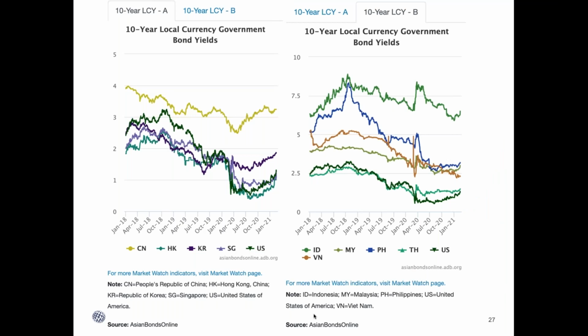These two charts are from Asian Bonds Online, which is a website I highly recommend if you're interested in comparing these. These will show you the 10-year local currency bond yields in many of these currencies that I've presented. I will leave this here for your comparison.